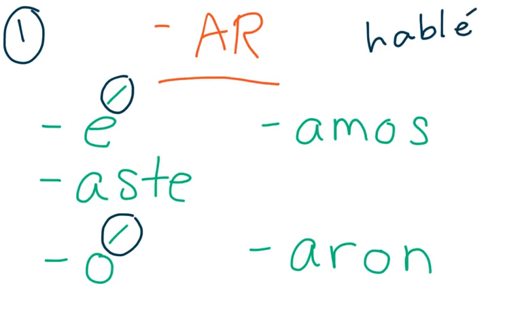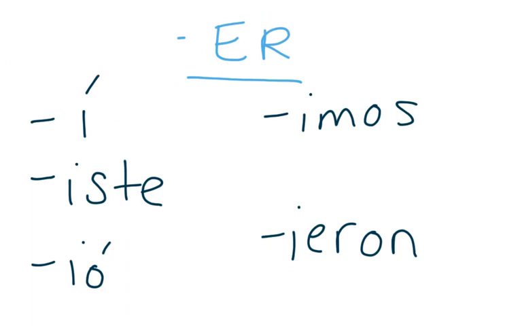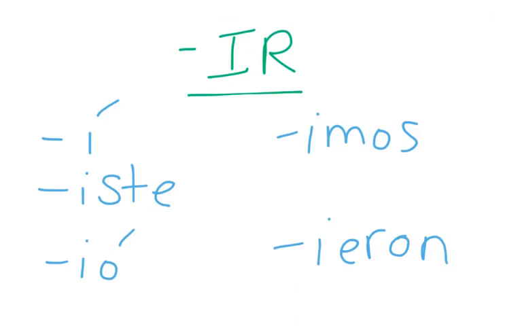This is the first section, the AR, ER, and IR conjugations. So é, aste, ó, amos, aron. ER verbs are very similar, and you can see the patterns in their endings. So it'd be like a verb like comer, ER verbs: í, iste, ió, imos, and ieron. So as a verb comer, you would take off the ER, and you would put on the endings. You say tú comiste, you ate. IR verbs are the exact same if you look at the ER verbs, and IR verbs are identical in their endings, which is kind of nice.